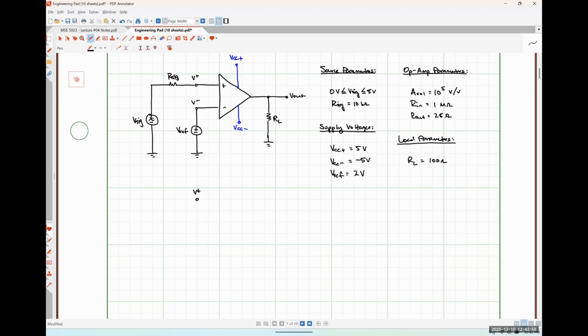Here's my V plus pin. This resistor is going to be my input resistance, so I'm just going to go ahead and put in that this is 1 mega ohm. This is going to be my V minus pin. And my differential voltage VD is always defined as the difference between V plus and V minus, so it goes right here.